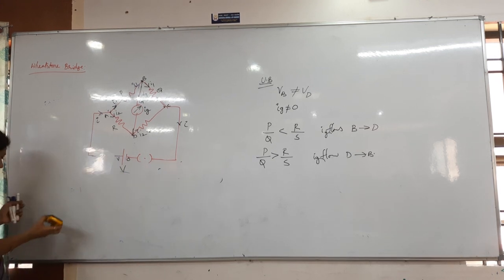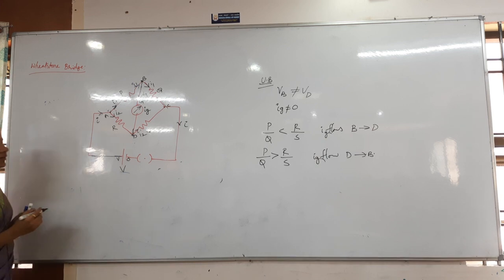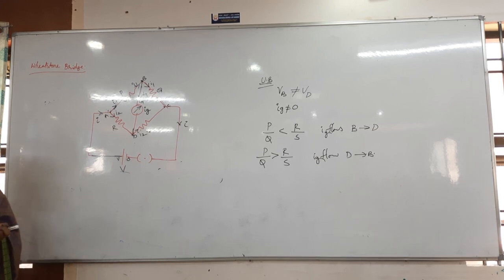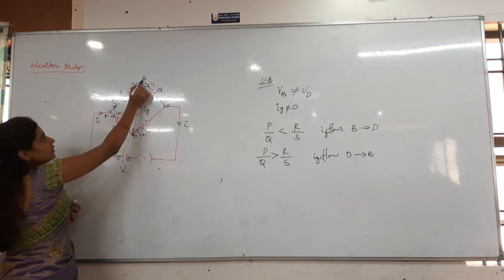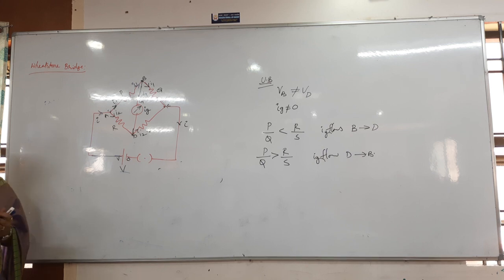See that the bridge is unbalanced and then asking for the IG. People are asking that doubt. See that if the bridge is unbalanced, then IG is not equals to 0. Then IG is equals to how much? If they have asked like that, then you have to apply the junction law at point B and then point D. Any points you can apply.